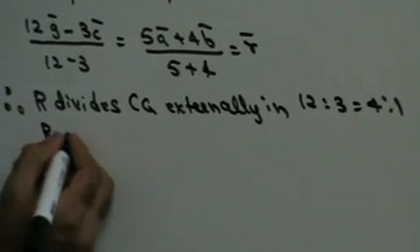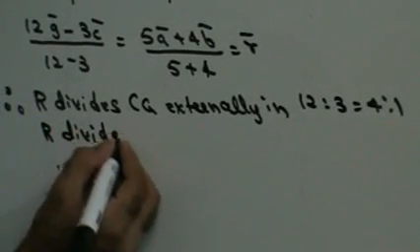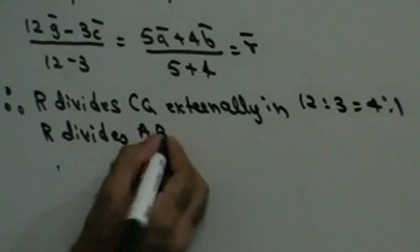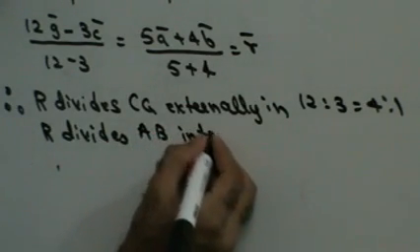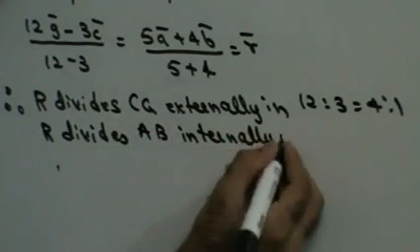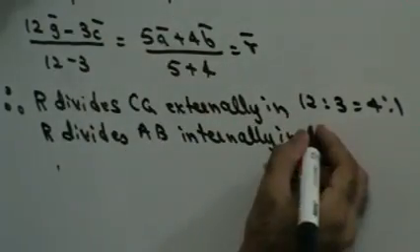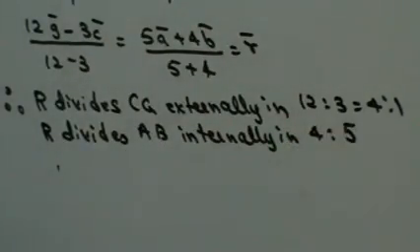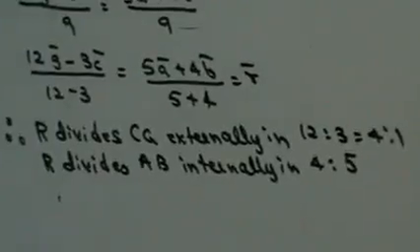I can also say that R divides AB internally in AB. So that is going to be 4:5. So that's how you will do the sum. Fine. Next. So we found out the ratio and we found out the position vector of G. Next. Let's move on to the next sum, guys.